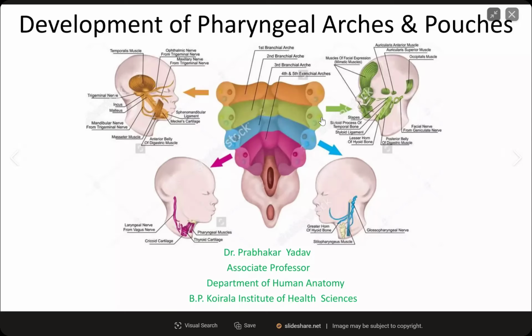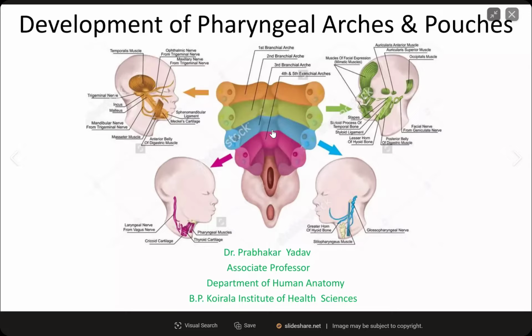This is the second arch, and it forms the stapes, the remaining bone of the ear. And for the nerves, as we did trigeminal there first, it forms the facial nerve from the geniculate ganglion. Facial nerve is the main nerve for the second pharyngeal arch, and it forms the posterior belly of digastric. First forms the anterior belly of digastric, and this one forms the posterior belly of digastric. There's also the lesser horn of hyoid bone, styloid ligament here. There's a lot of S in the second pharyngeal arch. And there is the lesser horn of hyoid bone, auricular anterior muscle, auricular superior, basically facial muscles, muscles of facial expression, or mimetic muscles.